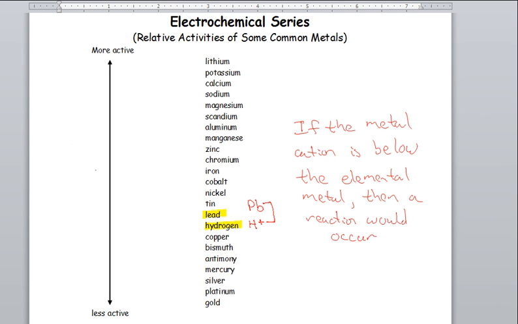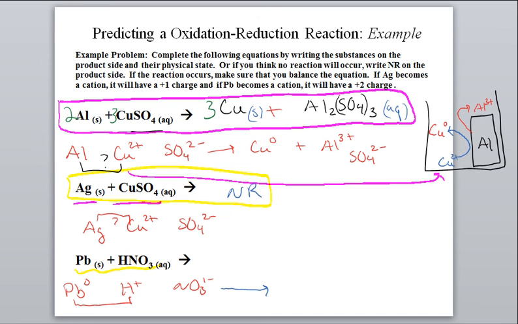So with any acid, you produce the hydrogen cations. That hydrogen cation, that metal cation, is below the lead that's in its elemental state, so there will be a reaction. It means that lead's going to become a cation and hydrogen's going to go to its elemental state.